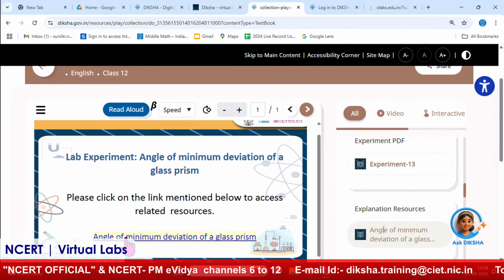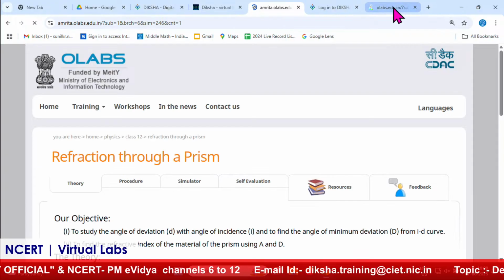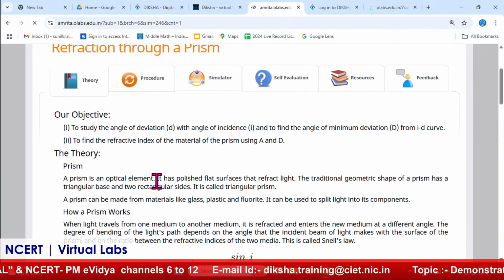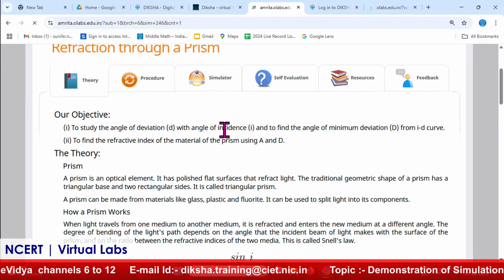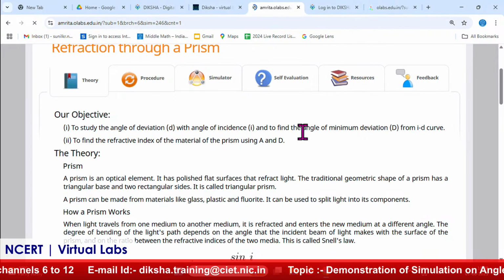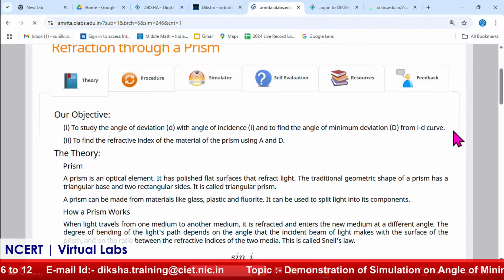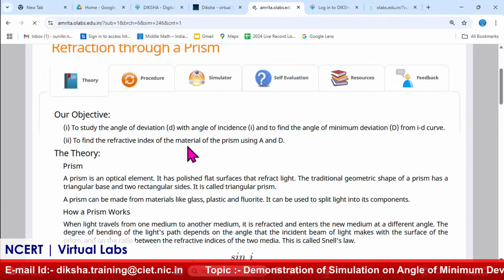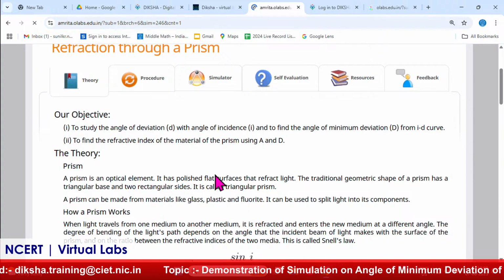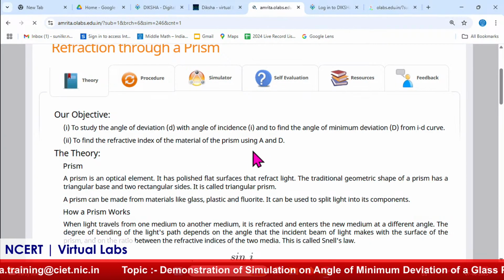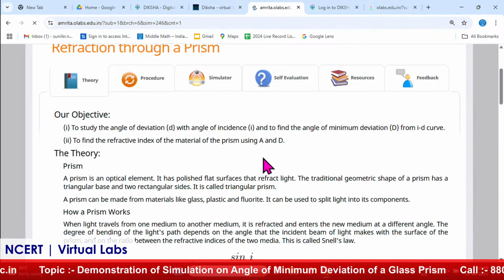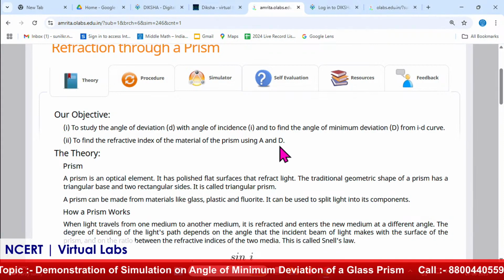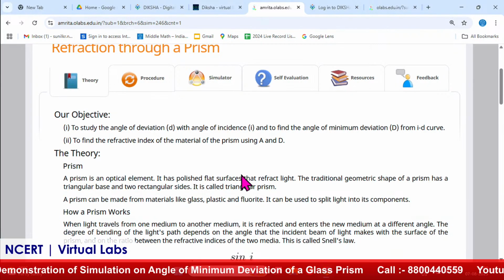Okay. So, as I open this, I will come to this page where the same objective is there, to study the angle of deviation and angle of incidence and to find the angle of minimum deviation, and to find the refractive index of the material of a prism using angle A, that is the angle of prism. So, normally we are using an equilateral prism which has angle A equal to 60 degrees, where angle of prism is 60 degrees. Okay.